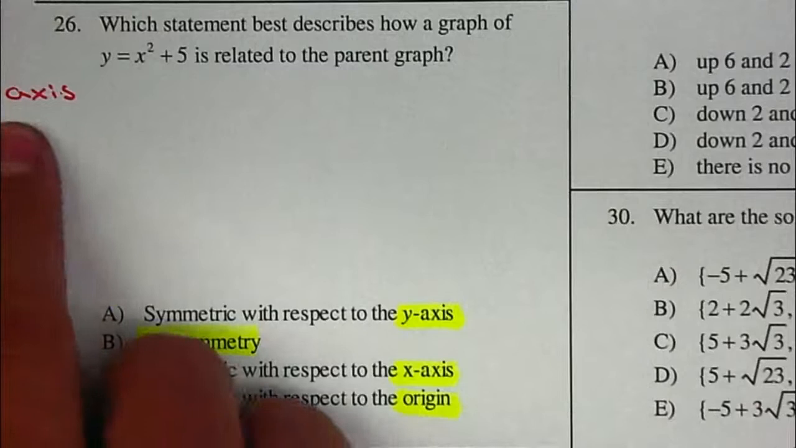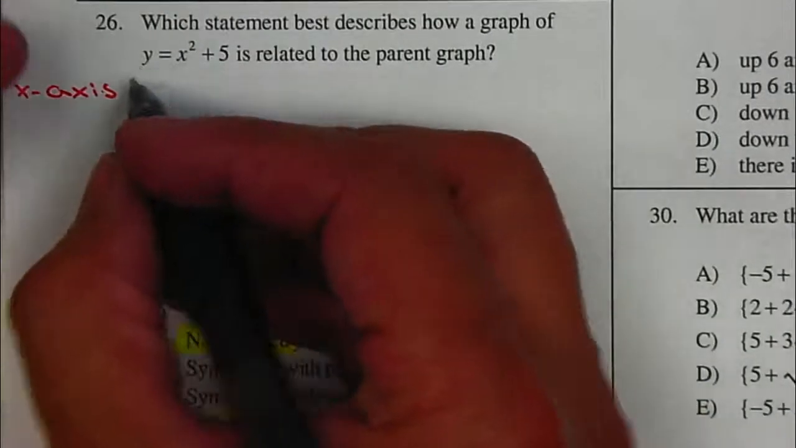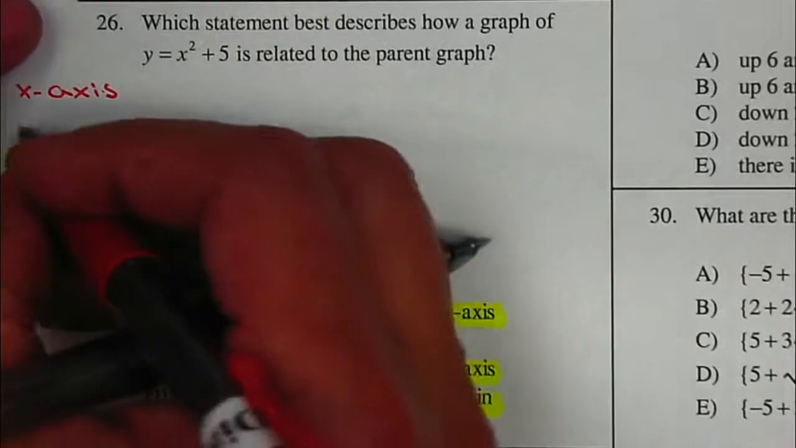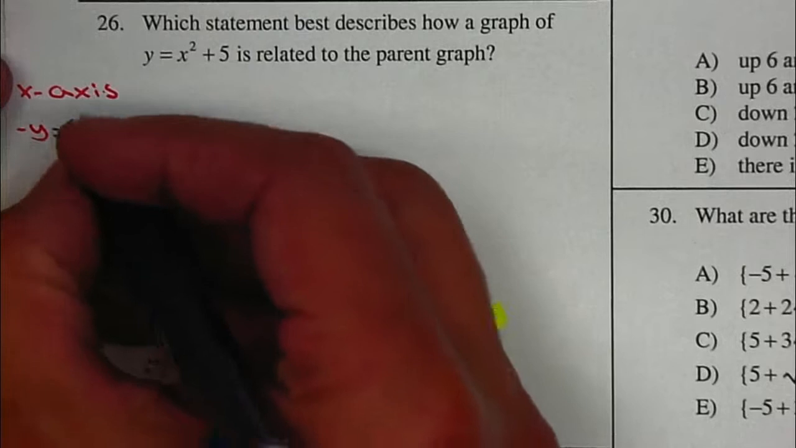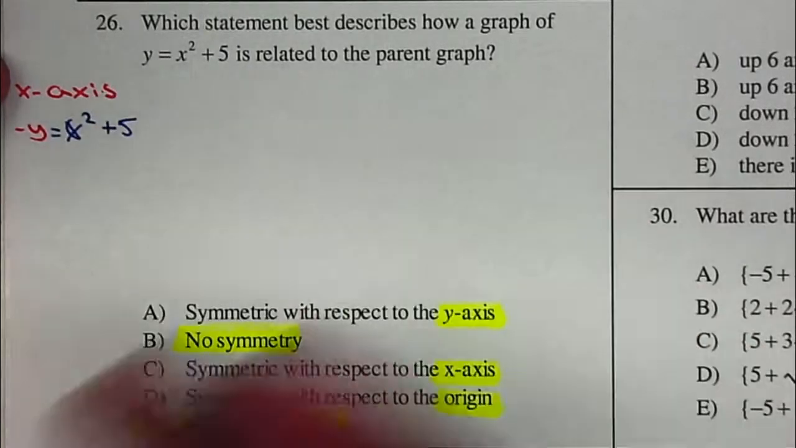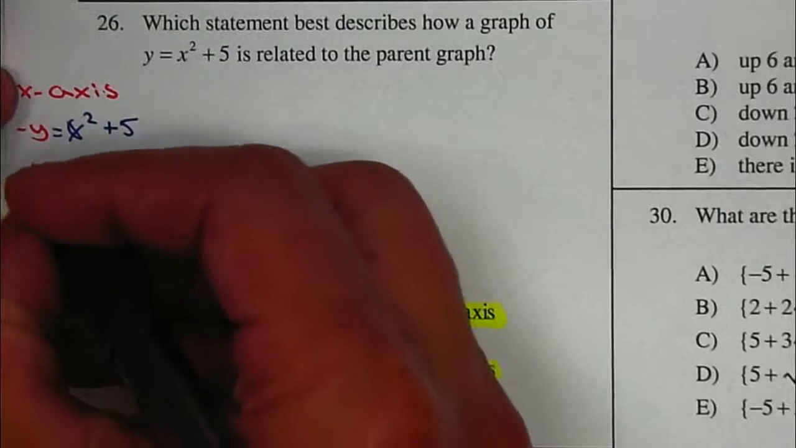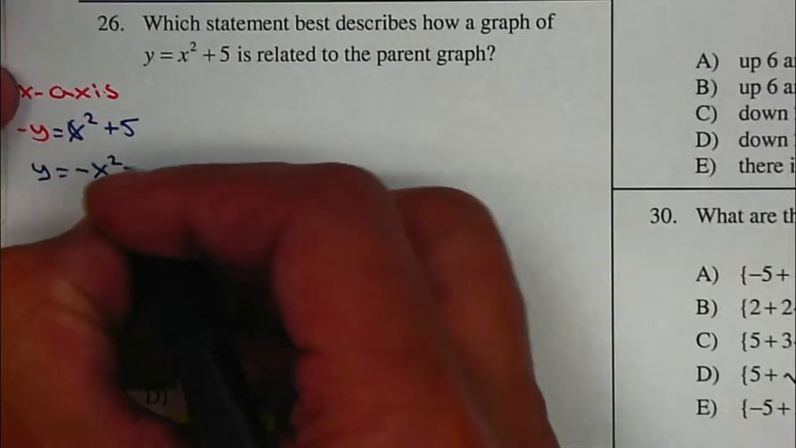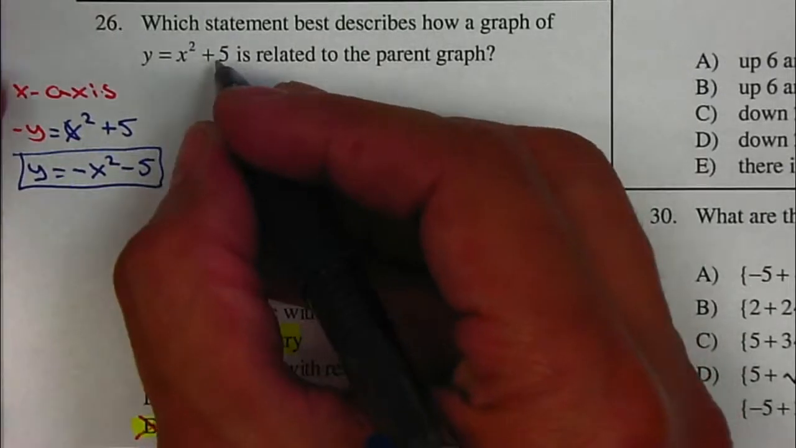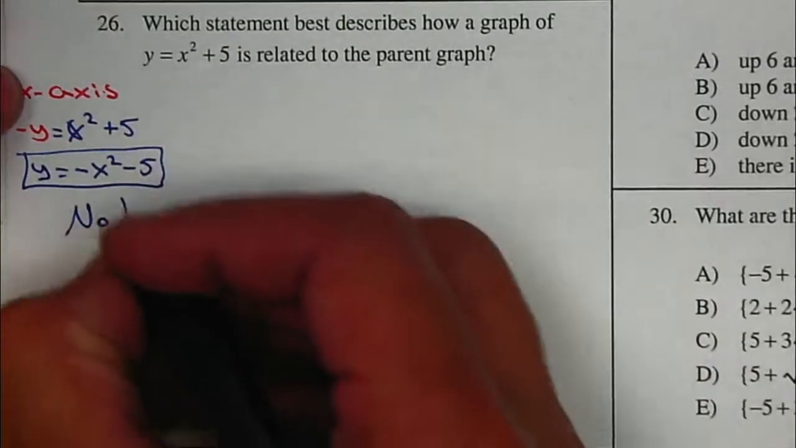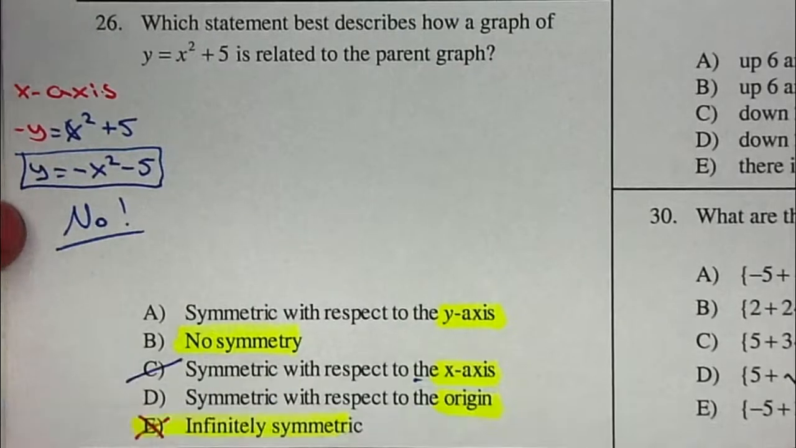Now, to see if it's symmetric on the x-axis, we are going to change the y to a negative y. So instead of the y, you're going to replace it with a negative y equal to x squared plus 5. And I won't be able to leave the y by itself, so therefore, I'm going to divide by negative 1. So it gives me y equal to negative x squared minus 5. If you end up with the same equation, then that'll be symmetric on the x-axis. In this case, that'll be a no. So I know it's not symmetric to the x-axis, so I can cancel letter C.